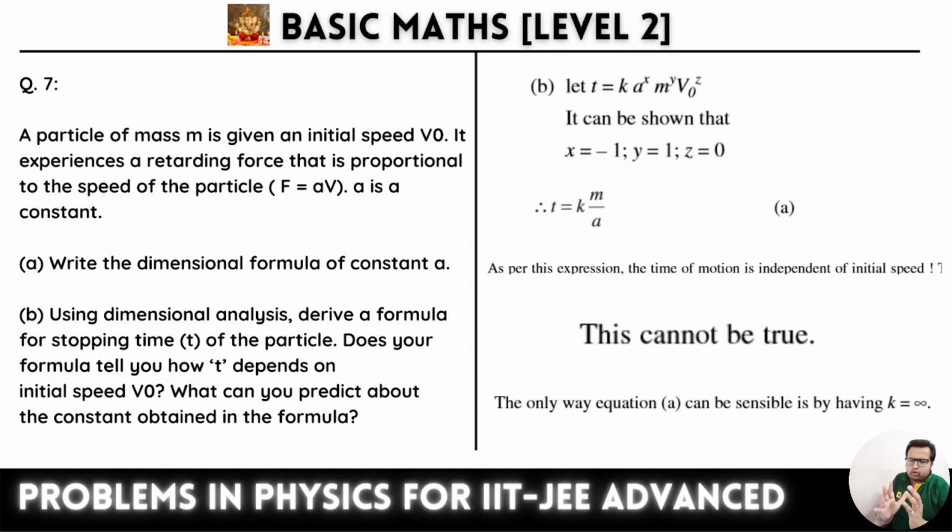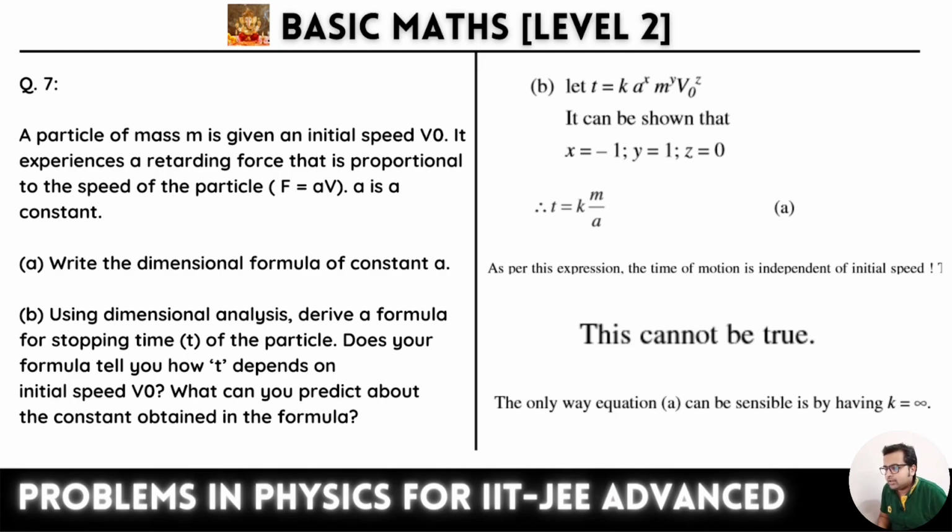Now you group mass, length, and time together and compare the powers. After solving, you get x is equal to minus 1, y is equal to 1, and z is equal to 0. A very straightforward calculation. Putting the values, you get t is equal to k m upon a. See how we have derived the formula for stopping time: the time at which the particle will stop because the particle is experiencing a retarding force. So stopping time is equal to k m upon a, where k is a constant, a is also a constant given in the problem, and m is the mass.